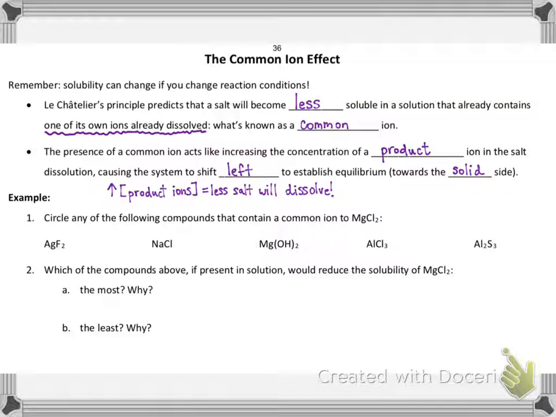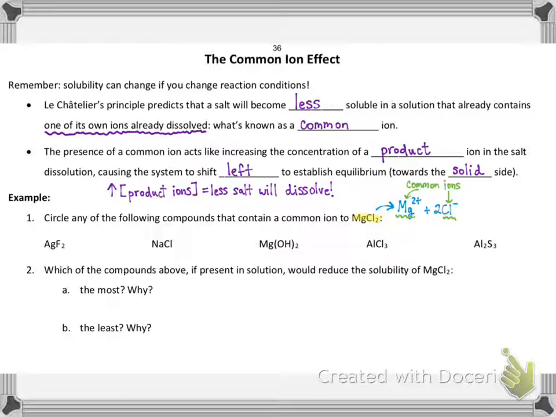Let's see how this works by looking at an example. First, we're going to look at and try to find compounds that would have a common ion for magnesium chloride. Recognizing, of course, that magnesium chloride will dissolve to produce Mg2+ and 2 chloride ions. That means either a magnesium ion or a chloride ion would be considered a common ion to magnesium chloride. So the following compounds, anything that either has a magnesium or a chloride, would have a common ion.